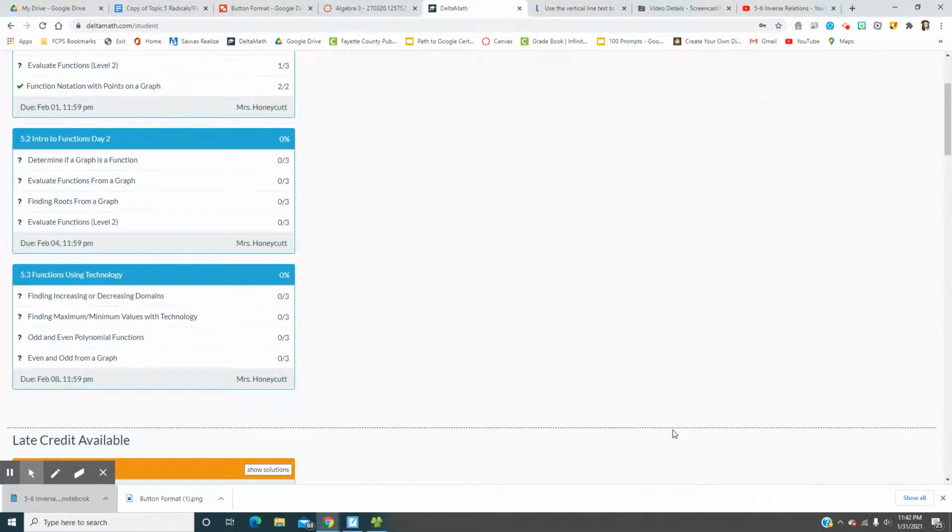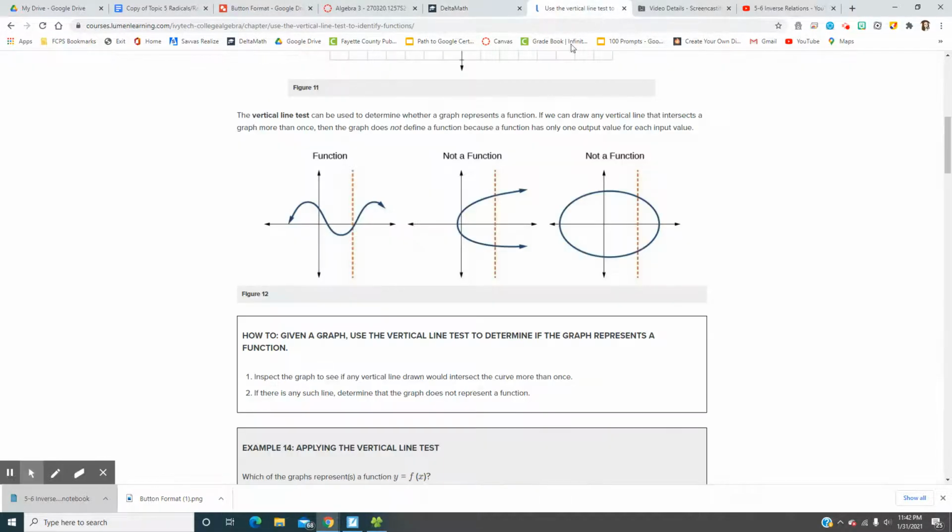Today we're going to be working on 5.2, day 2. That's Introduction to Functions, day 2. So we're going to be doing these 4 things. But to determine if a graph is a function, the first thing that we need to do is look at something called the vertical line test.